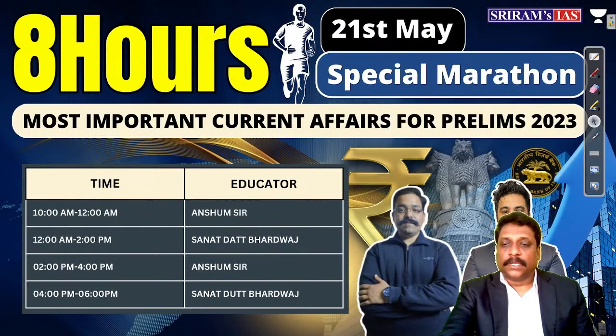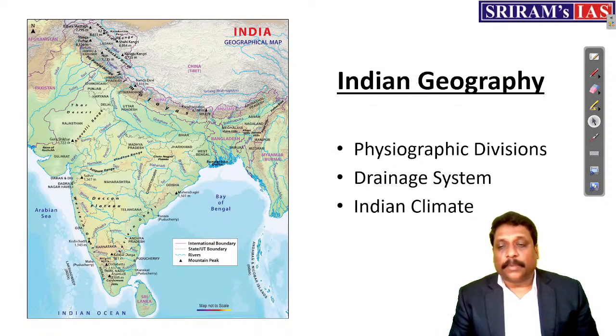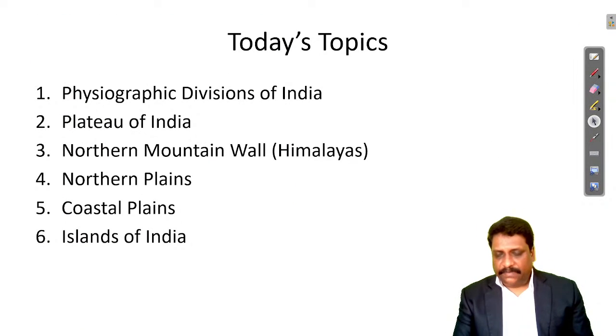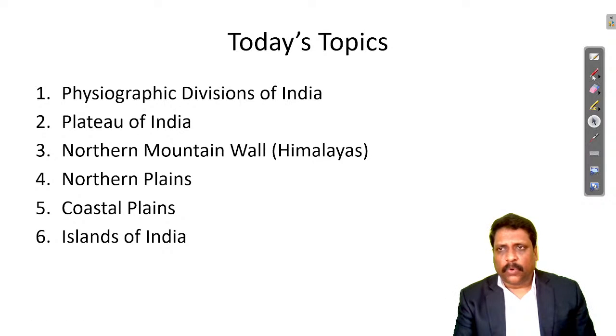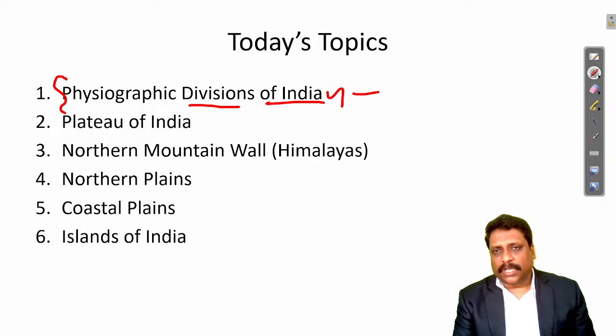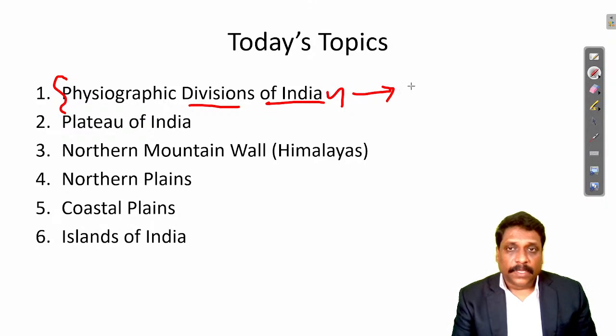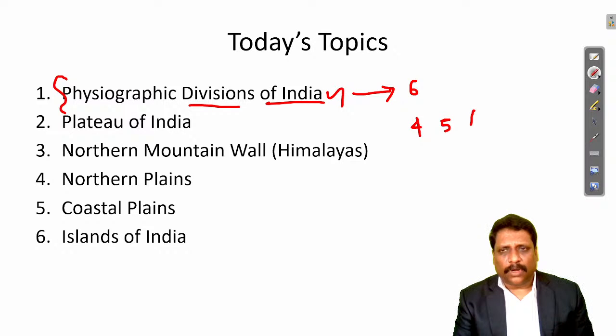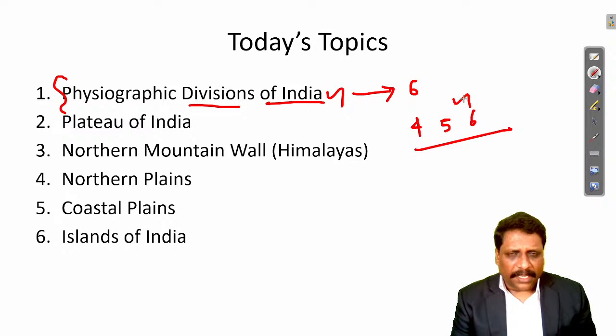So, my dear friends, talking about today's class topics, what exactly will we be discussing? We'll be discussing the physiographic divisions of India. For example, the entire physiographic divisions of India can be divided into 6 major divisions according to NCERT. But here I have just given 5. You can call it 4, 5 or 6. That is not going to make any difference as such.